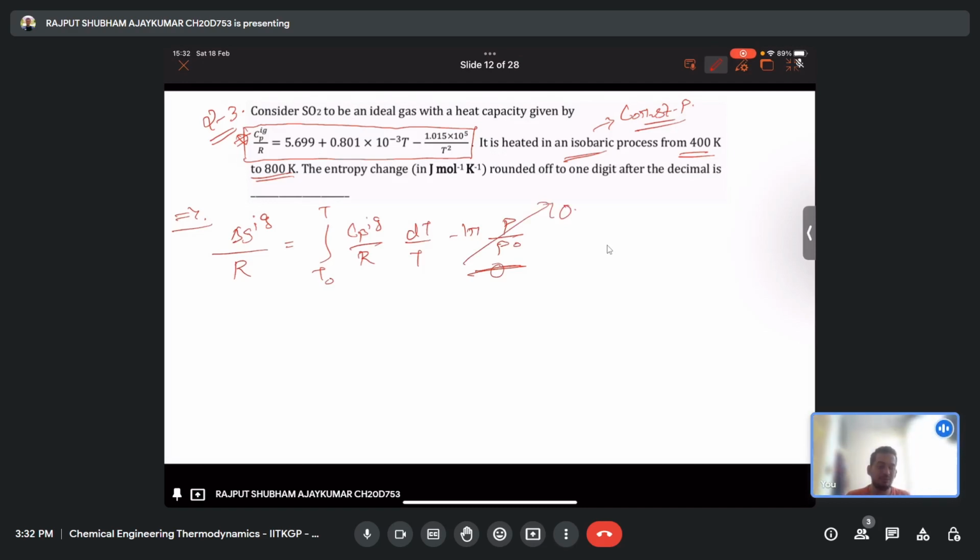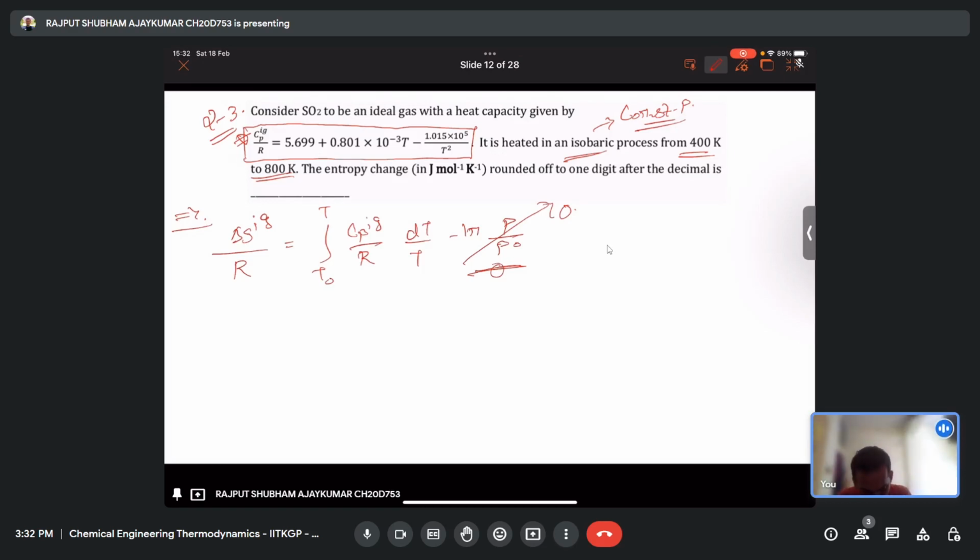Please remember these 4 to 5 different terms. Isobaric, that is constant pressure. Isochoric, that is constant volume. Isothermal, that is constant temperature. Isentropic means constant entropy. Adiabatic means there is no heat flow in and out of the system. Please remember these five different terms. It will be helpful for you.